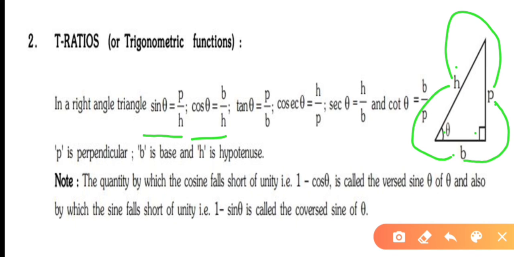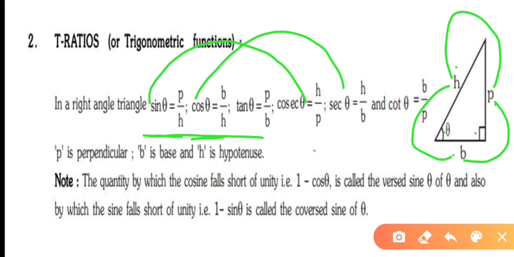Now the reciprocal of these three: sin's reciprocal is cosec, that is hypotenuse by perpendicular, and cos reciprocal is sec, that is hypotenuse by base, and tan theta reciprocal is cot theta here, that is base by perpendicular. Got it? Here P is perpendicular, B is base, and H is hypotenuse. Got it? It is nothing but basic formulas.